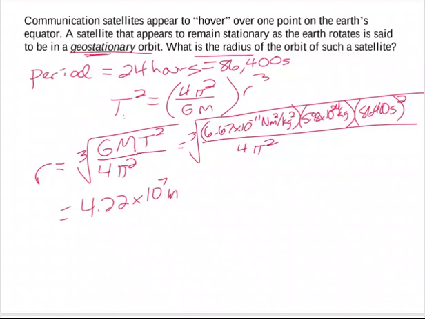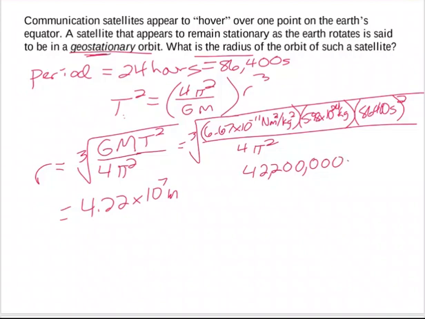All right, so what is this? So we understand it. That's the radius. That's how far the satellite is from the center of the Earth. If I move the decimal 7 places, it was after the 4. So 1, 2, 3, 4, 5, 6, 7, commas. Okay, 42 million 200,000 meters.